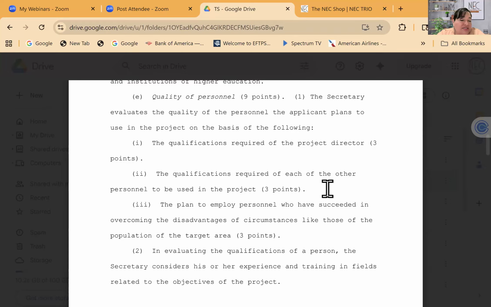You could even put in parentheses post-secondary objective, or objective D for both programs, just to let the reader know, hey, we're directly looking at qualifications that they have experience in the objectives.